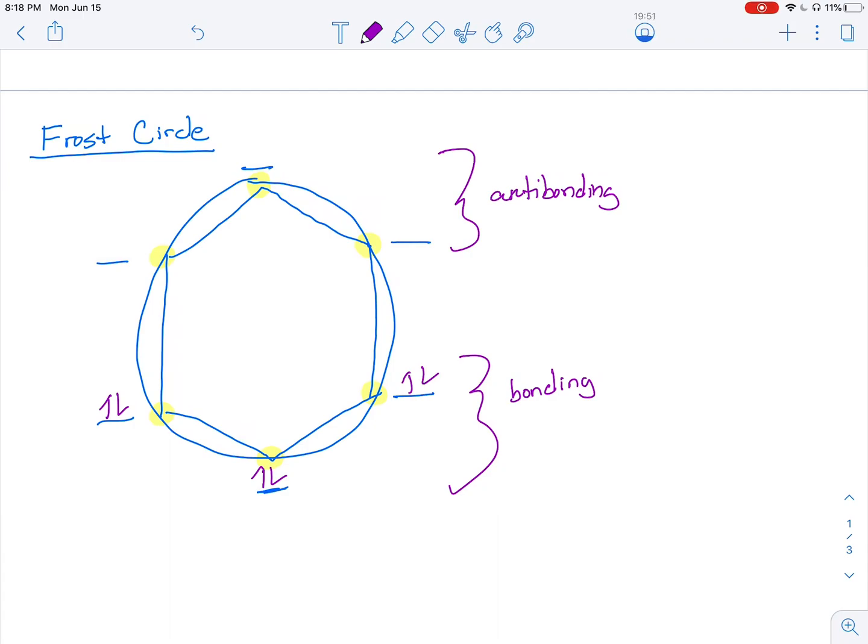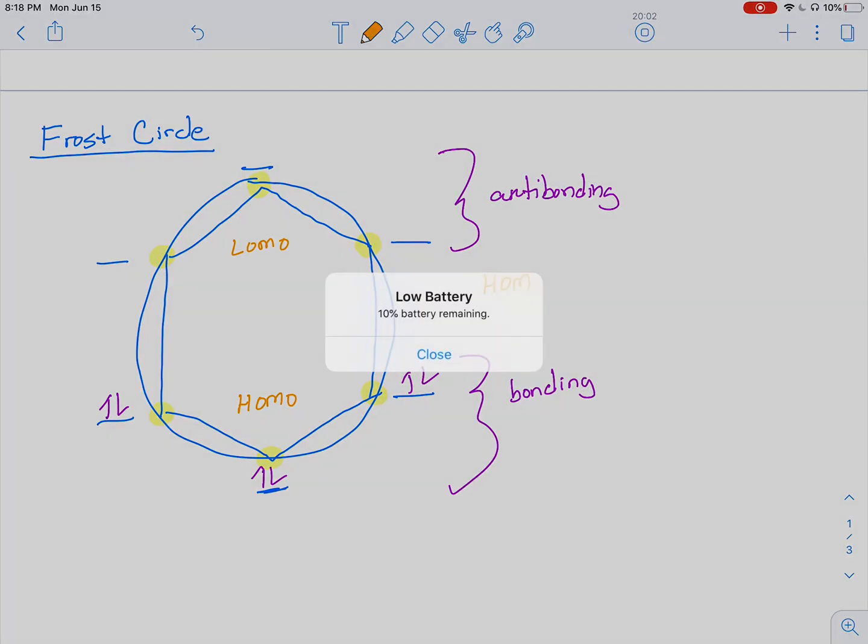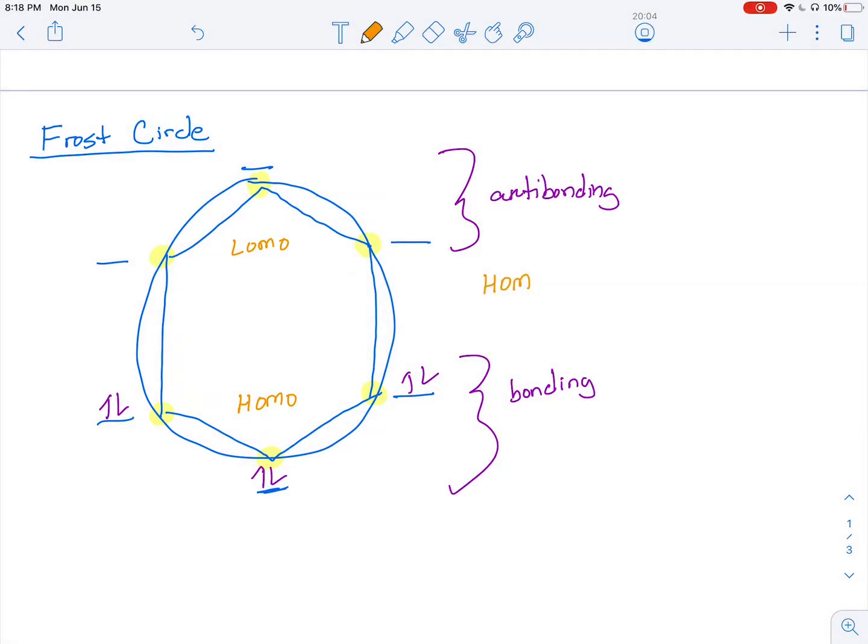Now, a Frost circle can help you understand aromaticity also by looking at the HOMO of the molecule. Because ultimately, if the HOMOs are filled here, then this suggests that the molecule is aromatic. Right? If the HOMO is filled, it suggests that it's aromatic. And we see that these HOMOs are completely filled, so they would be aromatic.